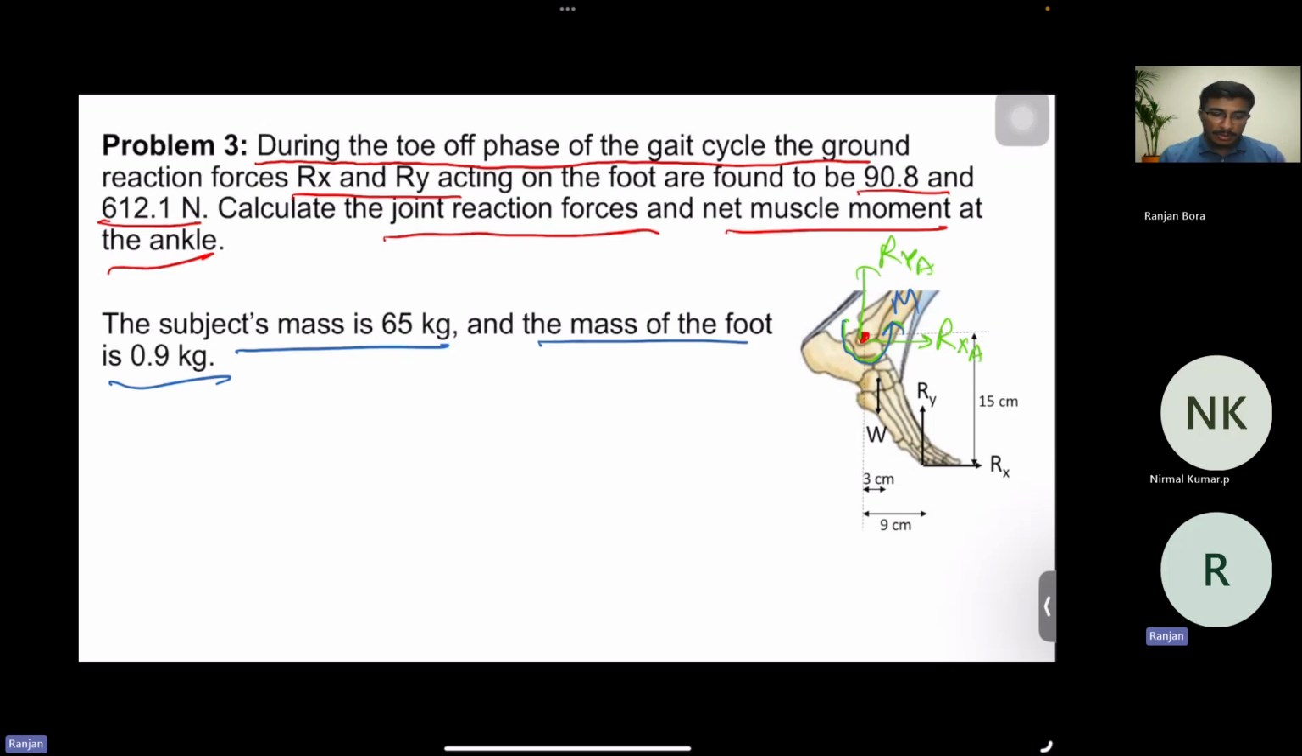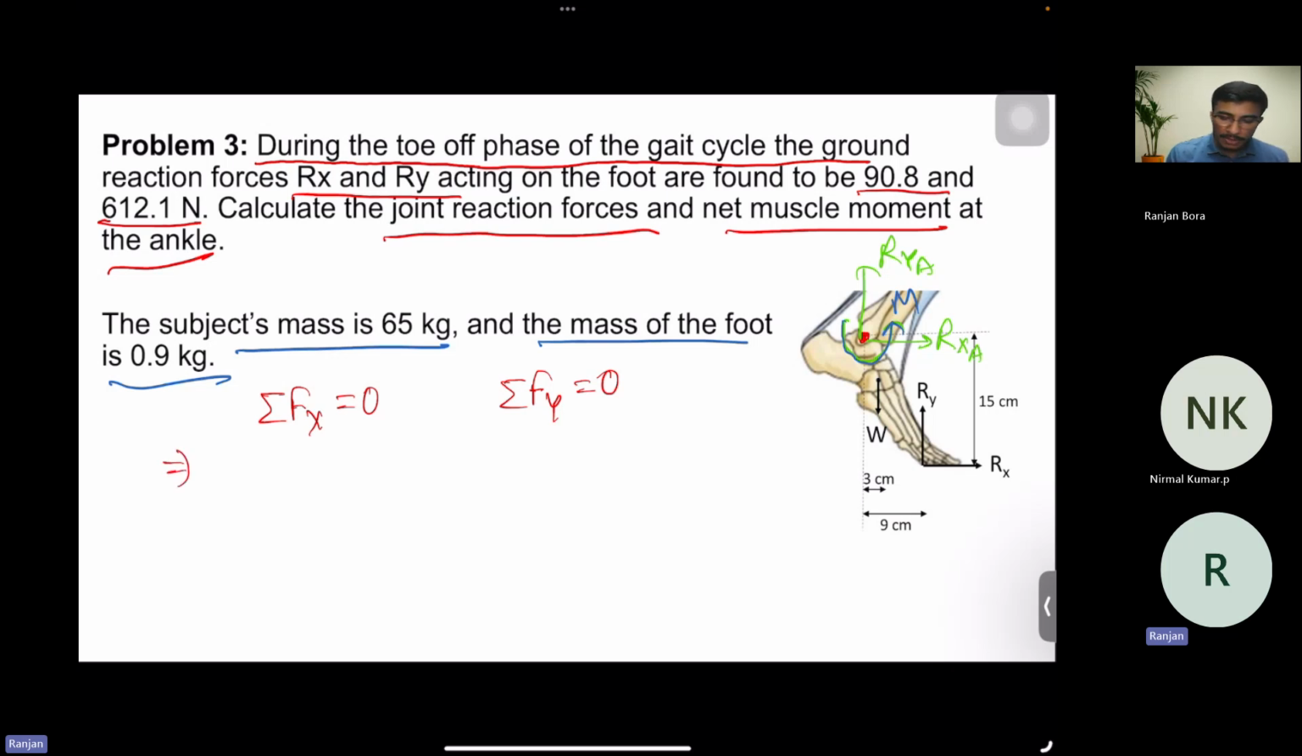If you have seen my previous lectures, there I have told about the force equilibrium and moment equilibrium, which we can use for solving any problem in biomechanics. So here we'll use those equilibrium equations. We have two equations: summation Fx is 0 and summation Fy is 0. That means the sum of the forces in the x direction is 0 if there is no net acceleration acting on the body, and the sum of the forces in the y direction is 0.